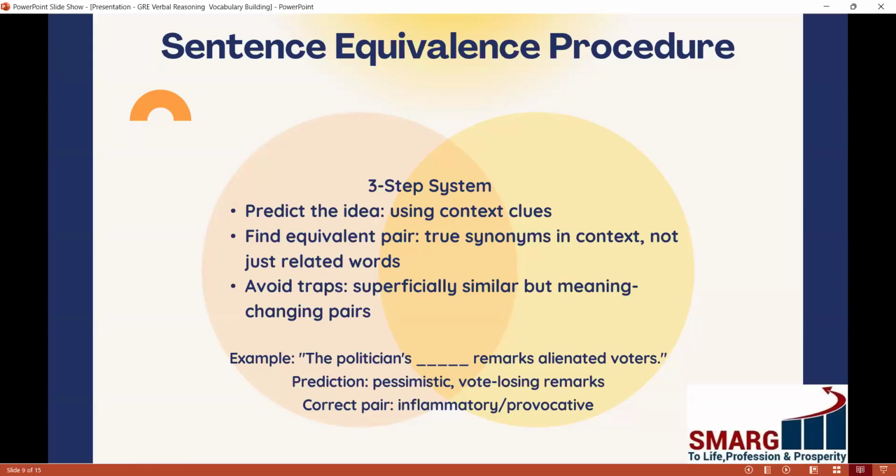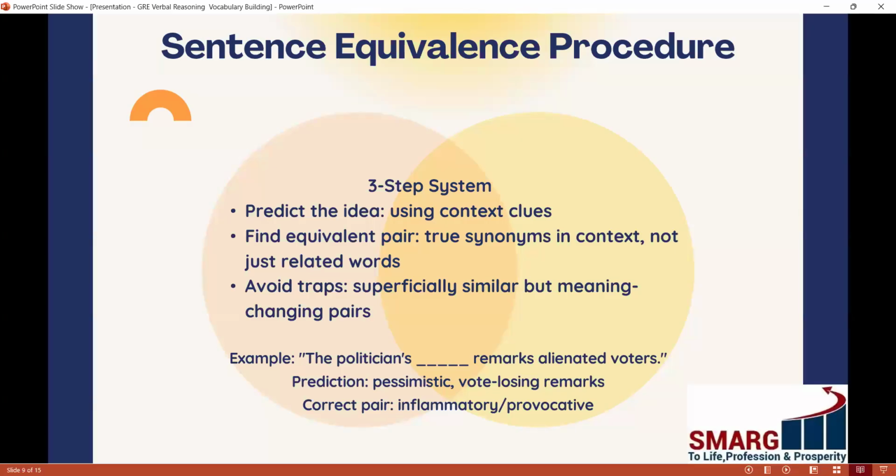Yes. Again, I have stated this thing: avoid traps. So, superficially similar meaning, but the pairs ultimately, they do have a mix also at times, very similar meaning, but it changes the entire essence of it. So do not go for that. I've taken one example. A very simple example is here: the politicians dash remarks alienated voters.